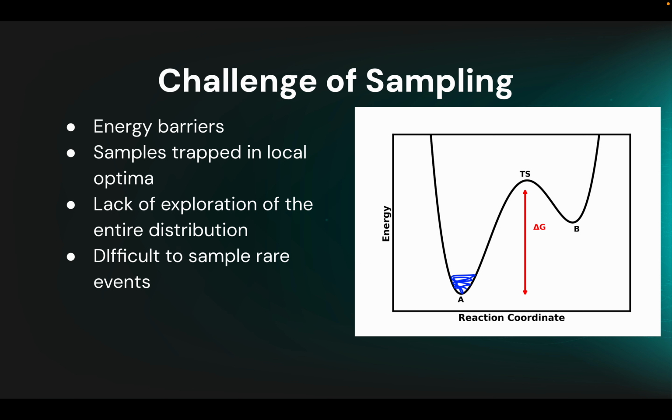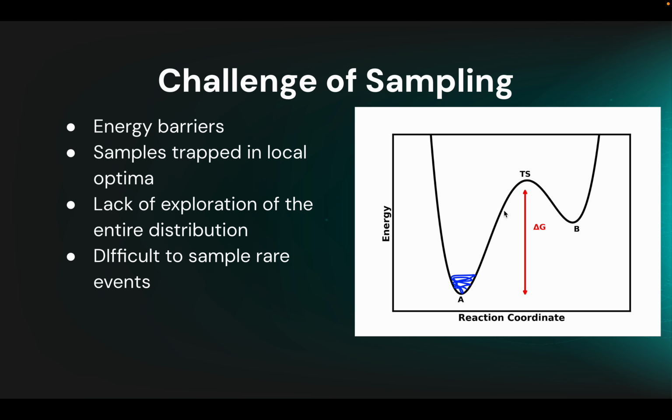What are the challenges of sampling using just this standard method? Well, say we have energy barriers in our system. So let's look at this diagram on the right. We have 2 potential wells. We have a low energy state at state A and a low energy state at state B. So if we start our initial configuration in the realm of our well on the left, our samples will get trapped in this local optimum.